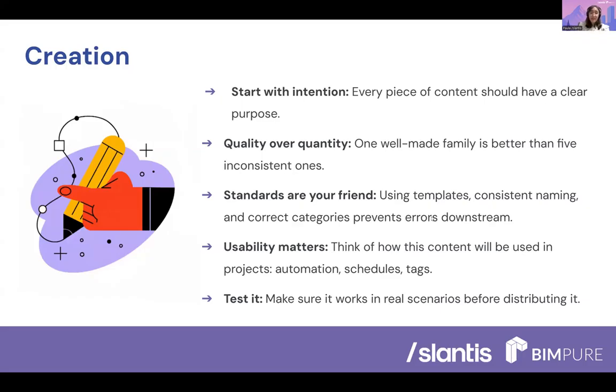Usability matters. Think of how this content will be used in projects, so automation, schedules, tags. When we are creating the content, it's very important to know what it is for. What project is it for? Do I have to tag it? Do I have to schedule? What are the parameters that we are going to need for that specific piece of content?